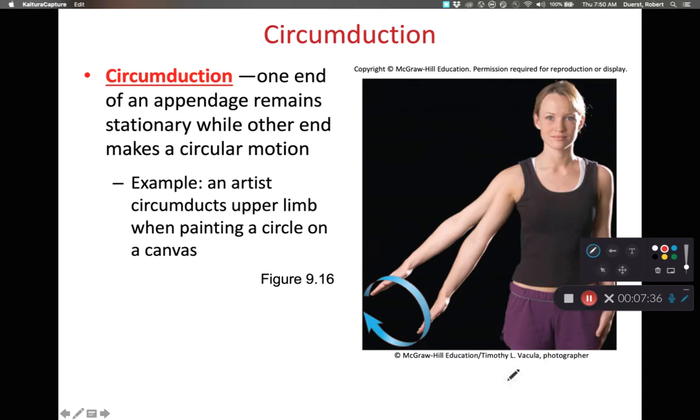When we look at circumduction, this one's a little bit more interesting. Circumduction is when you take an appendage and one end of the appendage remains stationary. This is usually going to be the proximal end, or the end that's closer to the attachment point. So right there's our proximal end that's stationary, and the other end of the appendage spins in a wide, broad circle. So that's circumduction. You can spin your arm in a circle as an example of that.